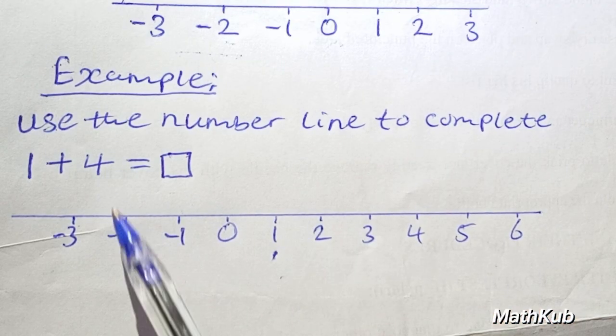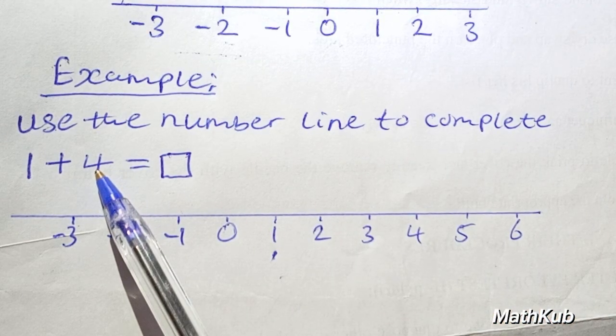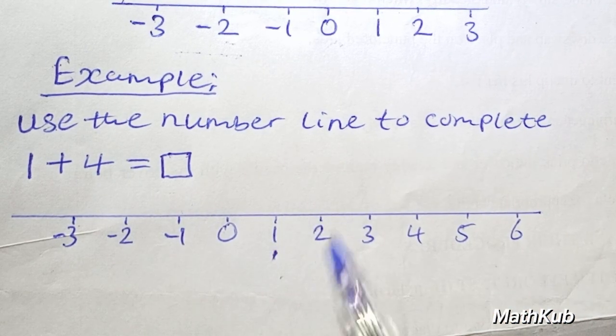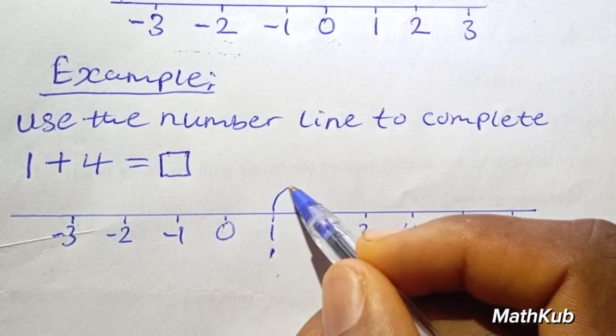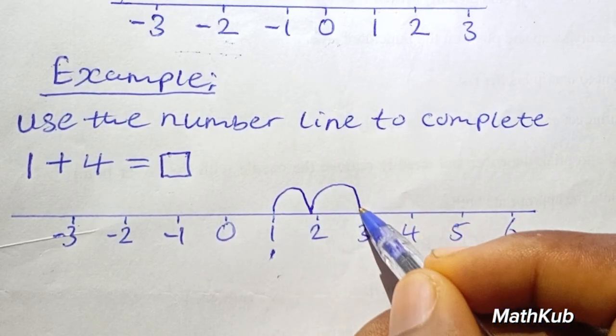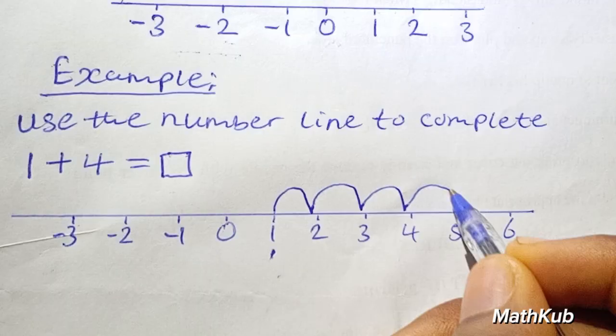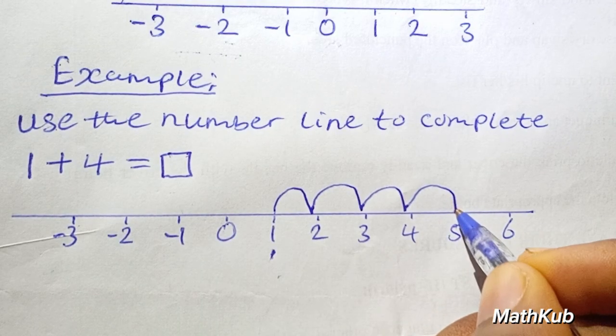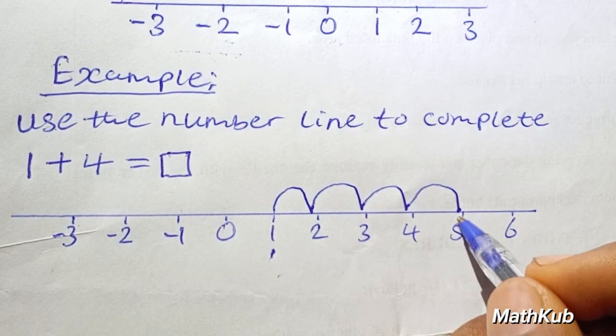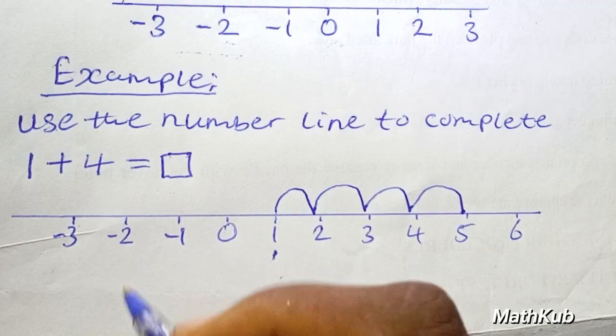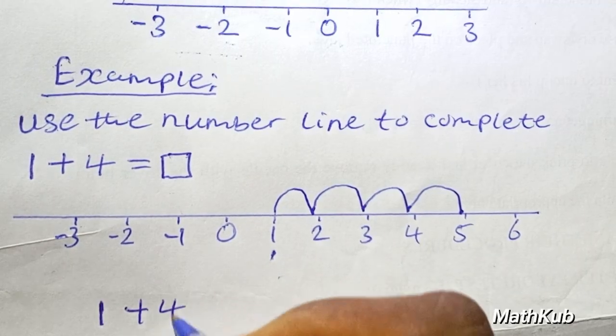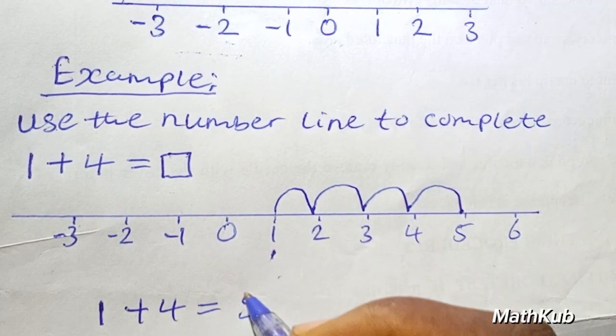We are going to count 4 from this 1. So from 1 we count 1, 2, 3, 4. We stop here. So here is what? 5. That means 1 plus 4 is equal to 5.